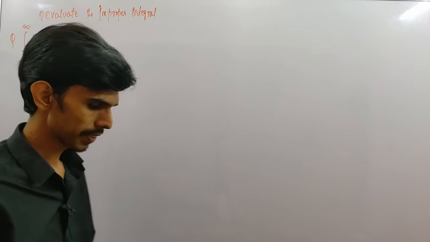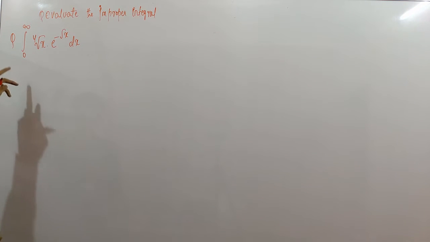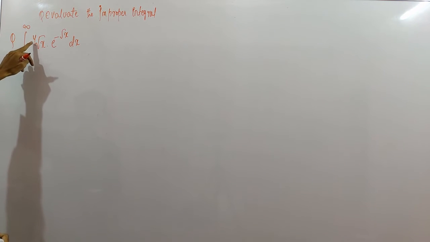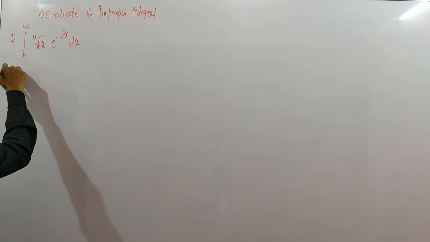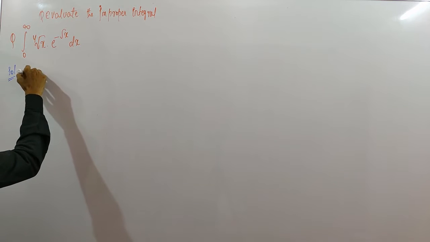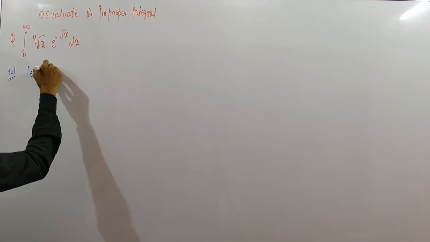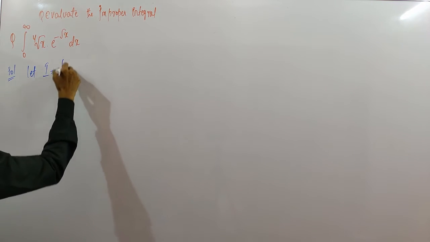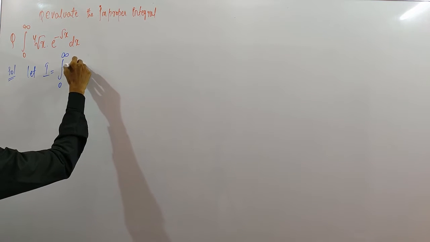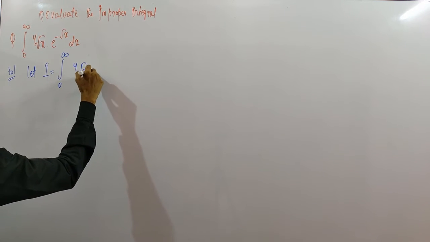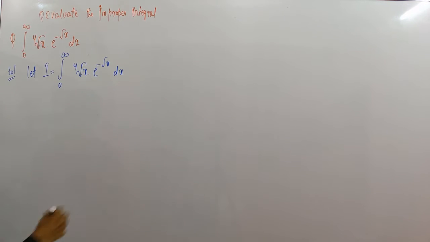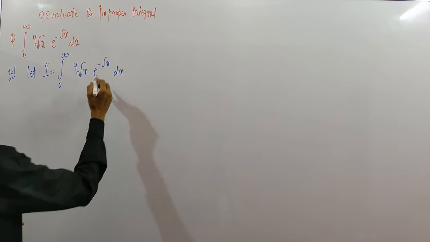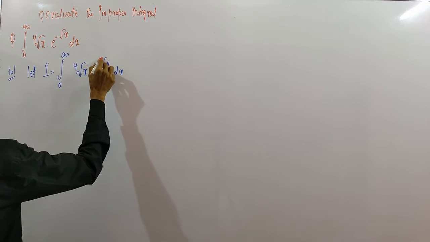Now let us solve this question. Integral 0 to infinite, 4th root of x e power of minus root x dx. Let this integral be I. I is equal to integration 0 to infinite, 4th root of x into e power of minus root x dx. Here the power of exponential is minus root x.